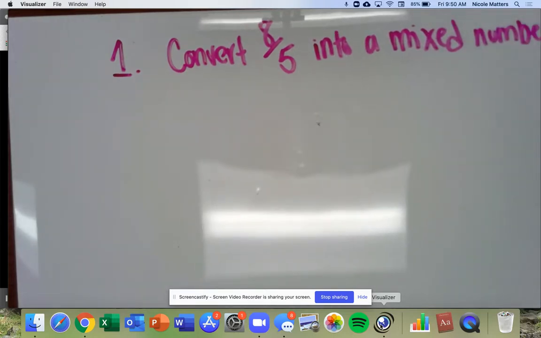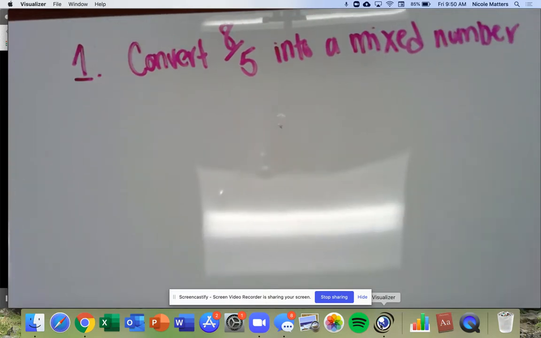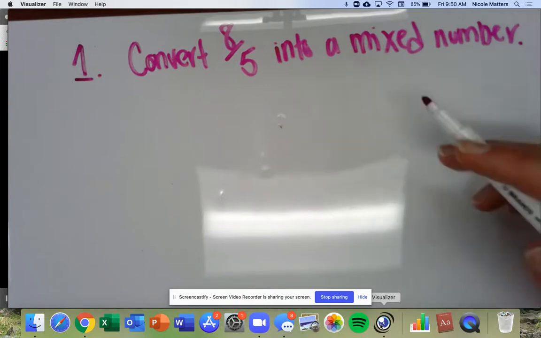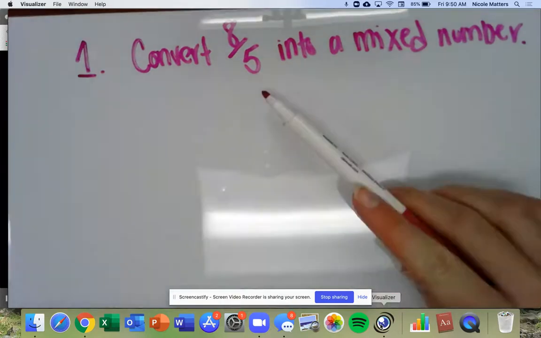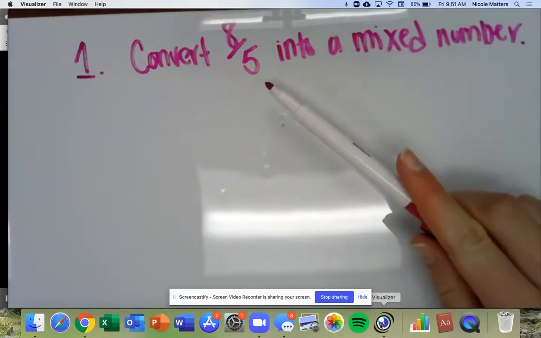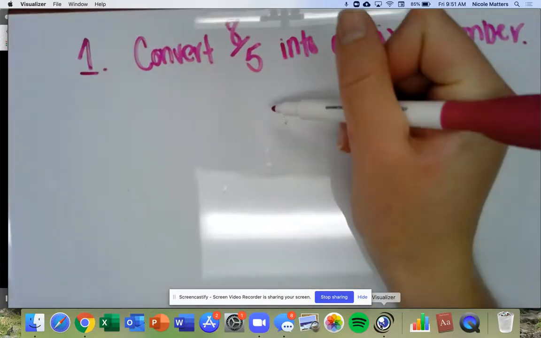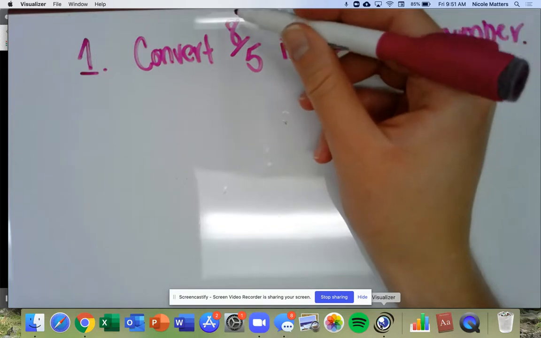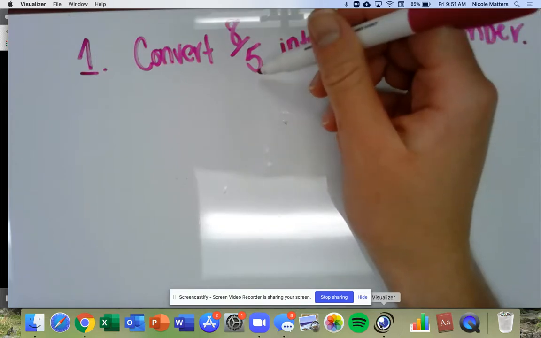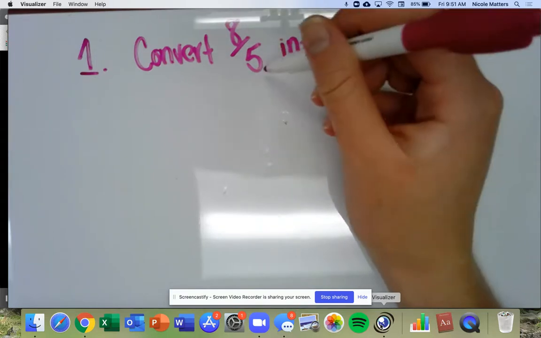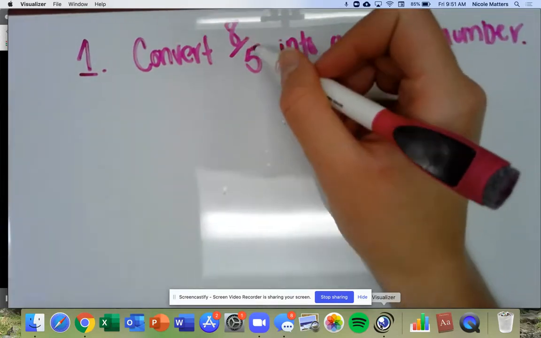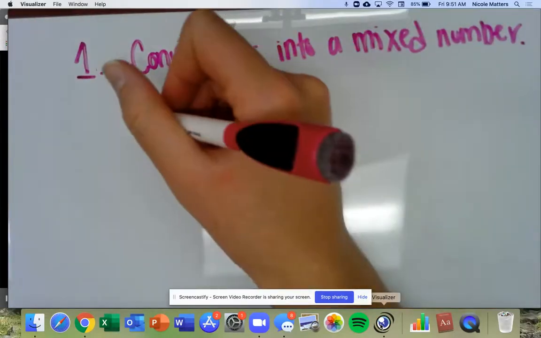So how do I do that? Right now I have an improper fraction. I'm first going to figure out, okay, what equals my whole number? And I know that to get a whole number, I need to have the numerator be able to be divisible by the denominator. So the closest whole number I have to 8/5 is 5/5, which equals 1.